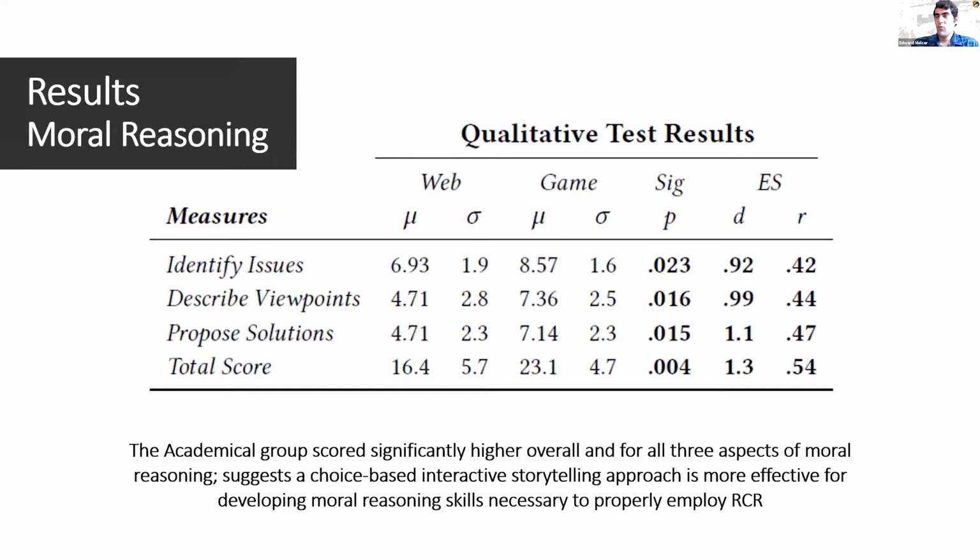And finally, for the moral reasoning, and this is kind of the really exciting results, the academical group actually scored way higher on each of those individual scales. So people who played the game were able to identify issues better, describe those viewpoints better of the different RCR stakeholders, and actually propose better solutions. And then overall, their total score for the combined moral reasoning was also significant. So it seems that this type of moral reasoning choice-based approach to it is really, really effective.